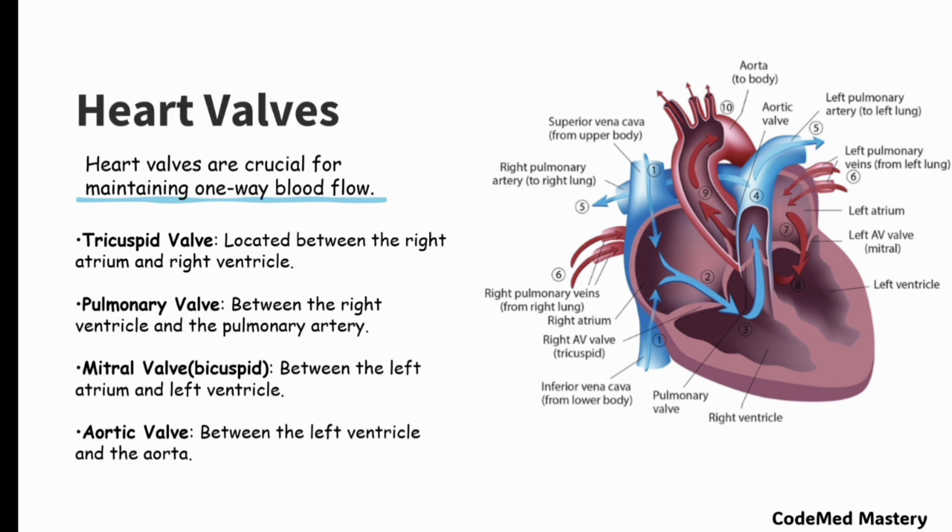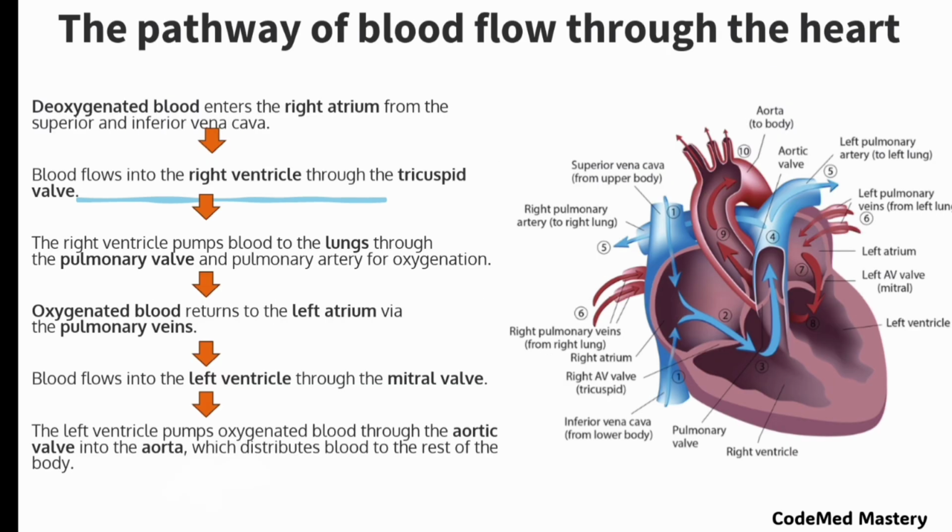Next, let us study the heart valves. Heart valves are crucial for maintaining one-way blood flow. So, there are four valves, that is tricuspid valve. You can see in the diagram it is located between the right atrium and right ventricle. Pulmonary valve, it is located between the right ventricle and the pulmonary artery. Mitral valve, which is also known as bicuspid valve, it is located between the left atrium and the left ventricle. And aortic valve, it is located between the left ventricle and the aorta.